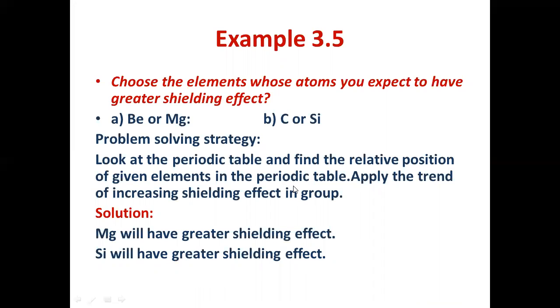And the reason is: look at the periodic table and find the relative position of the given elements in the periodic table. Position of beryllium and magnesium: group number 2, period number 2 for beryllium and period number 3 for magnesium. Carbon and silicon belong to group number 4, carbon to the second period and silicon to the third period. That is called position, meaning the group number and the period number. So it is called the position of the given element. Apply the trend of increasing shielding effect in a group: along the group, shielding effect increases.